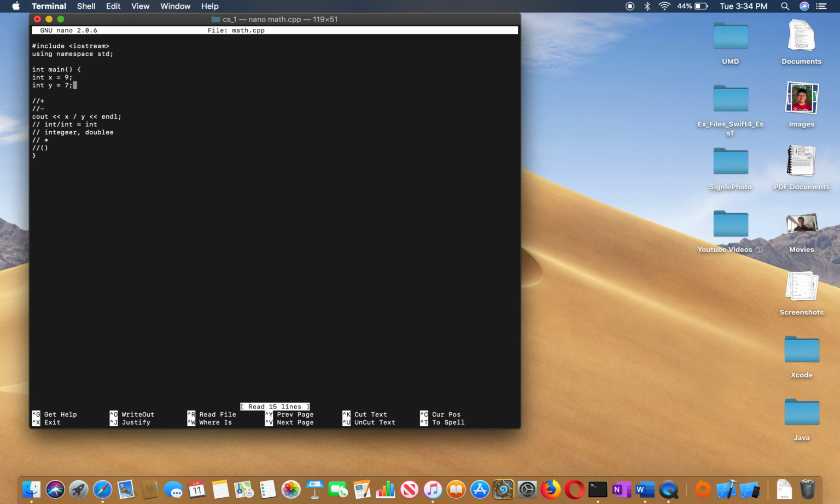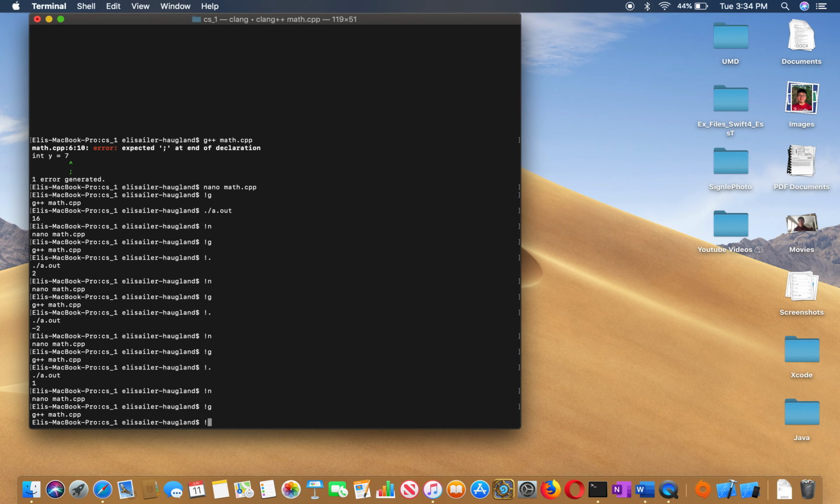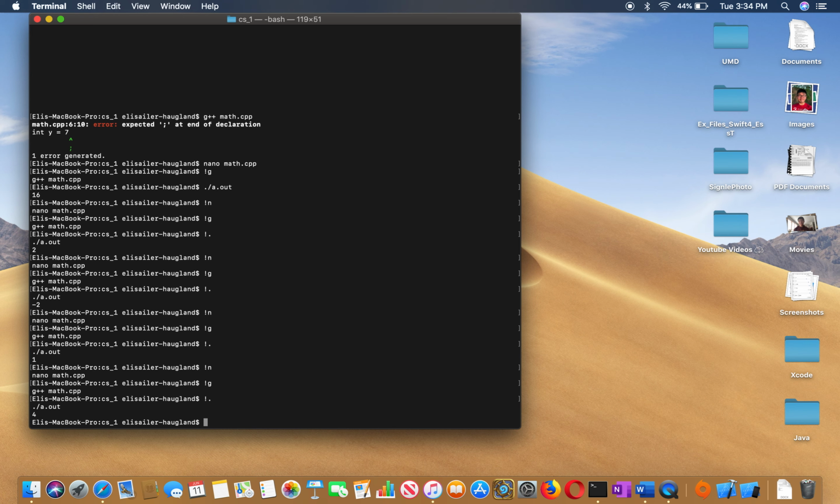Alright, let's change 7 to 2. So we have 9 divided by 2 and we're doing integer division. What are we going to output? Well, it seems like we are going to output a 4. Now the answer, however, is 4.5. But we always round down to the nearest integer.